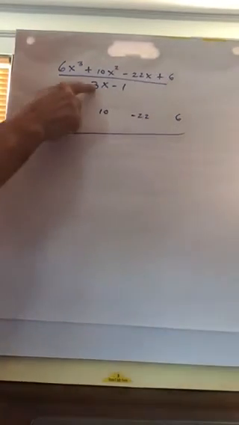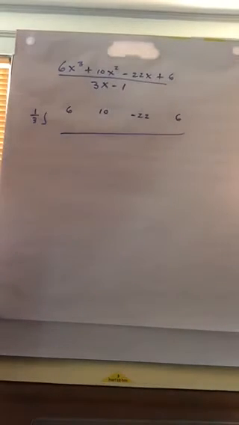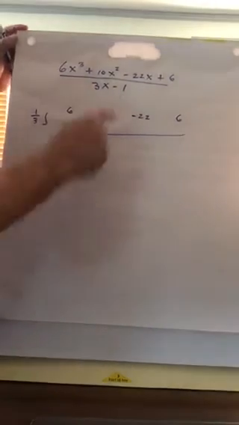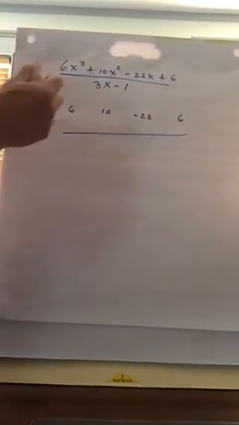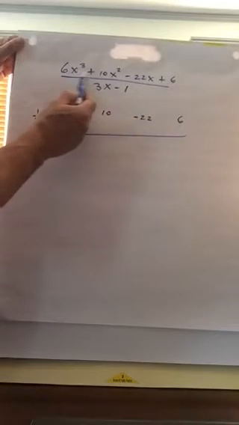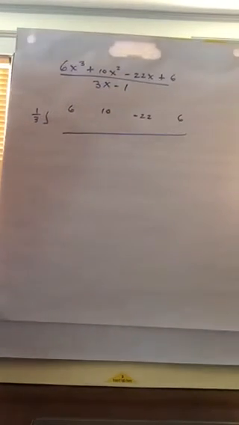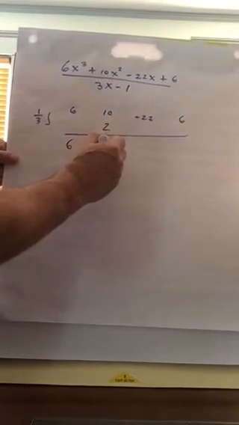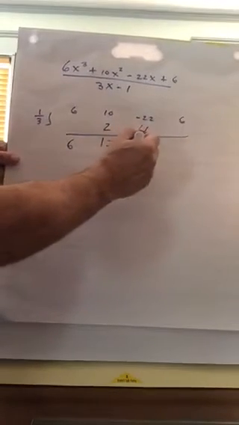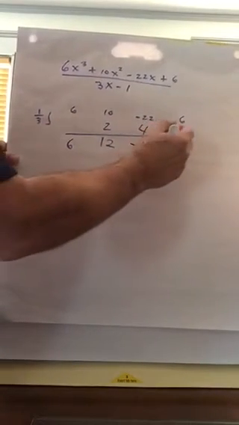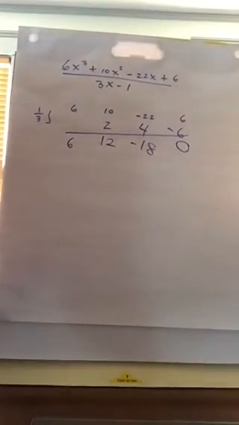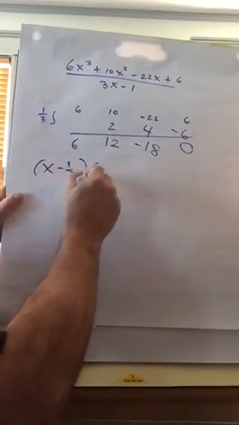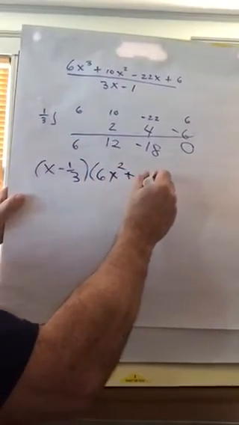The difference here is the lead coefficient is not 1. But we follow the same process. Opposite of the constant, positive 1, divide by the coefficient 3. So it's positive 1/3. So we have our coefficients listed here: 6, 10, negative 22, 6. Didn't have to skip any. Bring down the 6. 1/3 times 6 is 2. Add, 12. 1/3 times 12 is 4. Add, negative 18. 1/3 times negative 18 is negative 6. Add, no remainder.